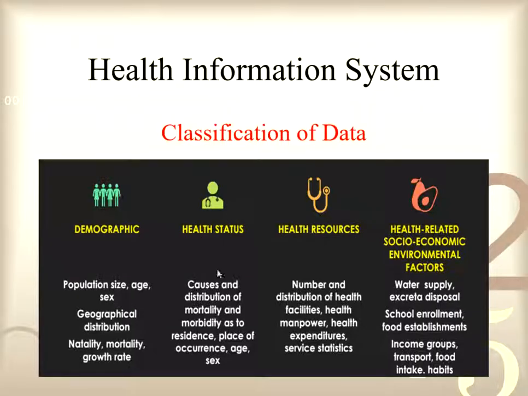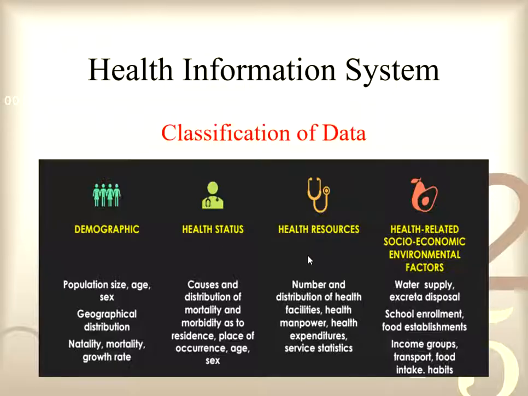Health status, causes and distribution of mortality and morbidity as to residence, place of occurrence, age, and sex. So sa demographic, ito yung parang basic na surveying natin. Sa health status, pwede mo kasing bantayan or i-check kung ano yung possible mortality and morbidity depende sa ating residence, place of occurrence, and age. So for example, malaria, common siya sa mga area na Palawan. So yun yung sa residence. So depende sa lugar, pwede natin ma-determine kung ano yung usual na sakit na meron doon.